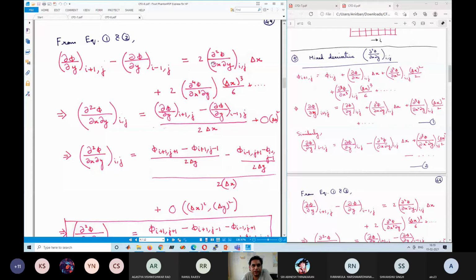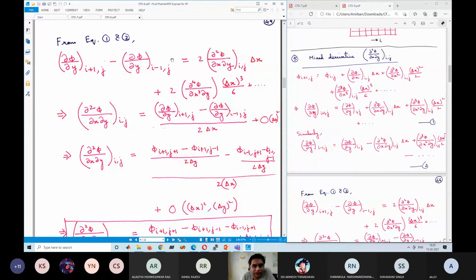So now rearrange the terms. We want this derivative, right? So del square phi del x del y at ij is equal to, you have to divide by 2 delta x on the other side. So del phi del y at i plus 1 comma j minus del phi del y at i minus 1 comma j, by 2 delta x, plus the negative of this term, because you are taking it to the other side, into delta x cube. This term has delta x cube and you are dividing by delta x, so the order is delta x square. Sign we do not consider in the error. Absolute error is of the order of delta x square.